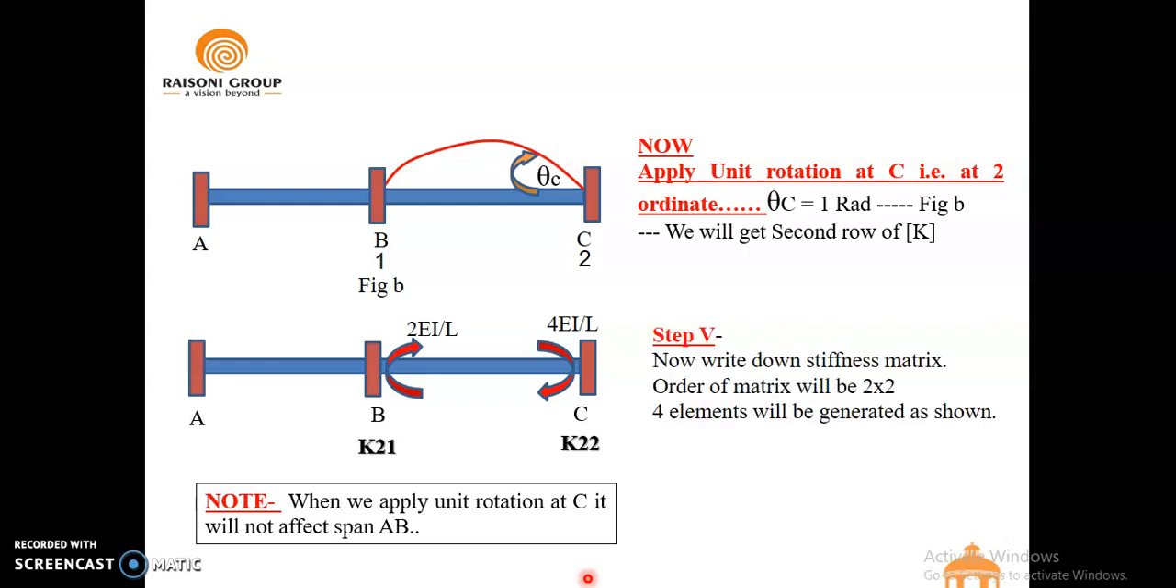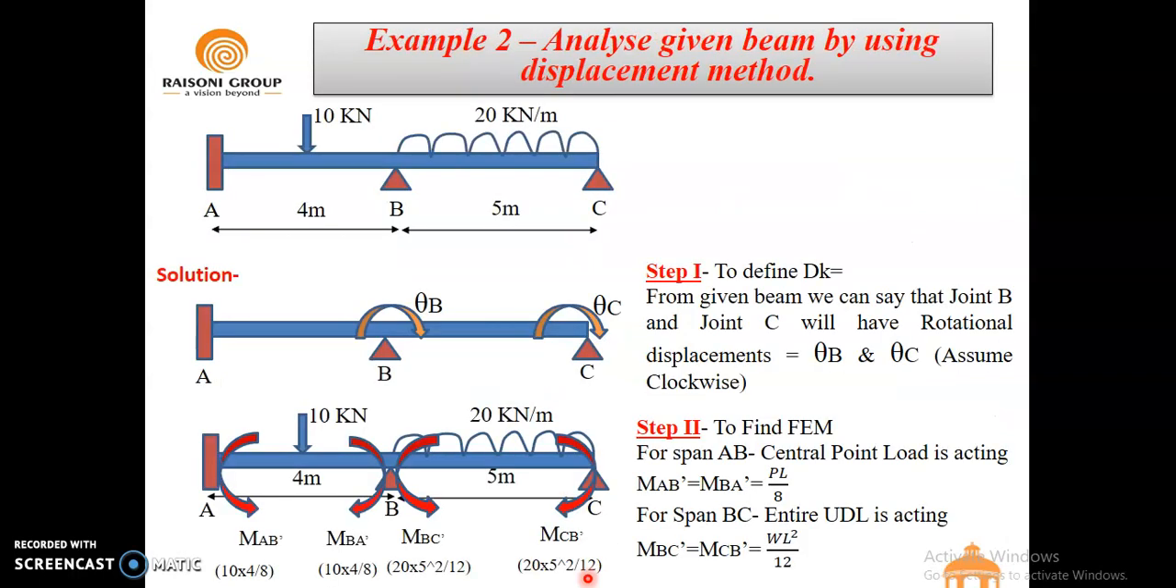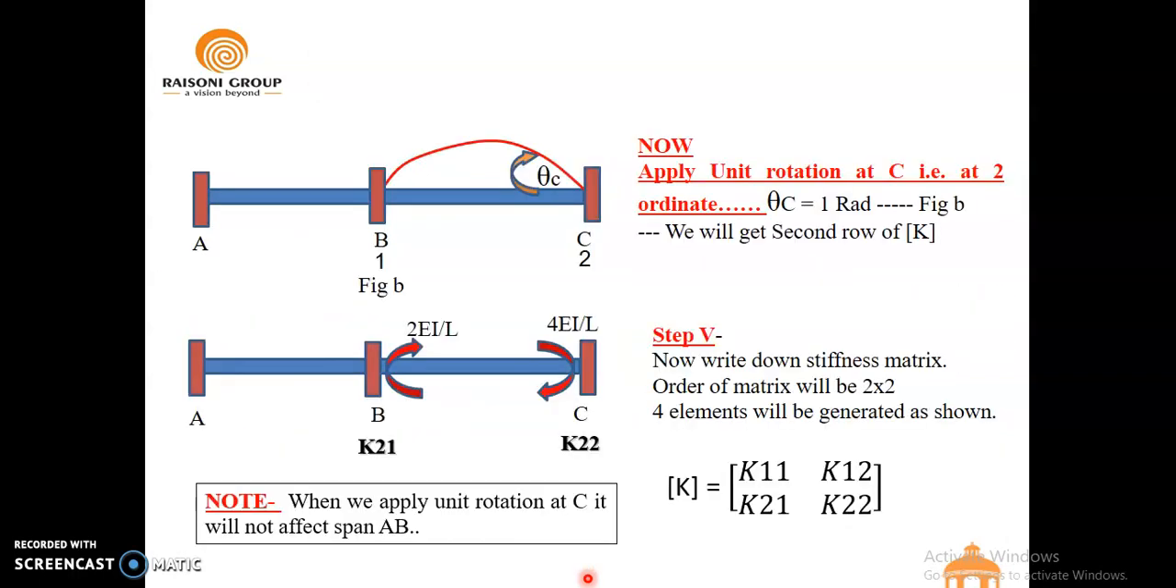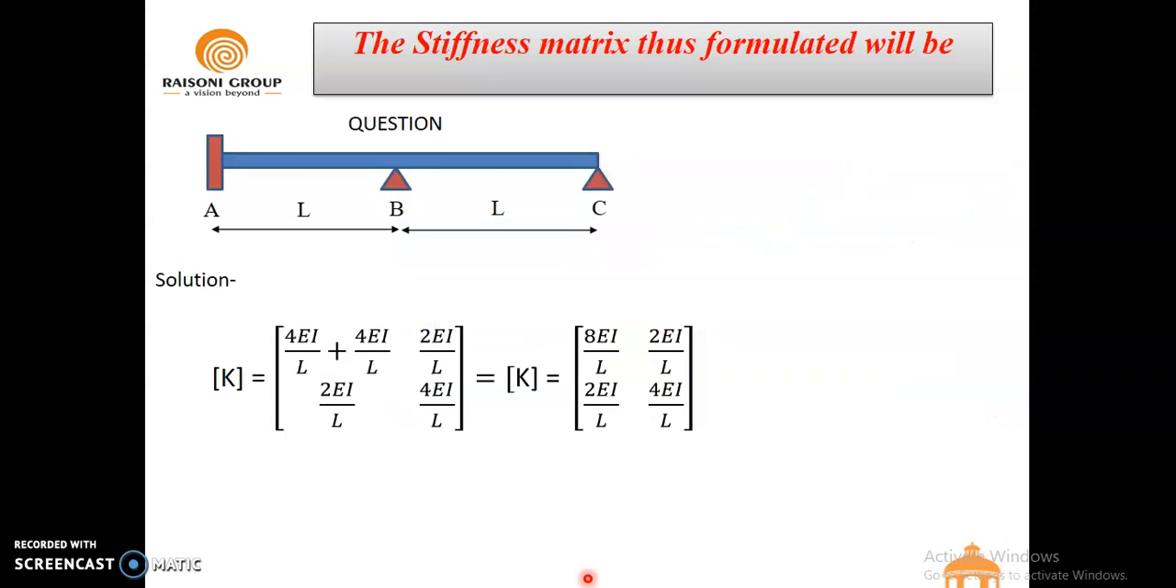Step 5: now write down the stiffness matrix, and its order will be 2 by 2. So 4 elements will be generated: K11, K12, K21, K22. From that we can write down the stiffness elements like this.